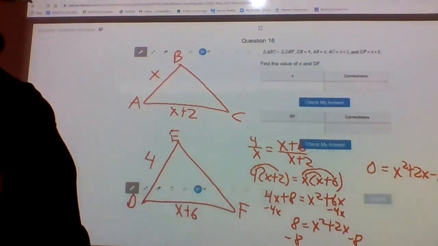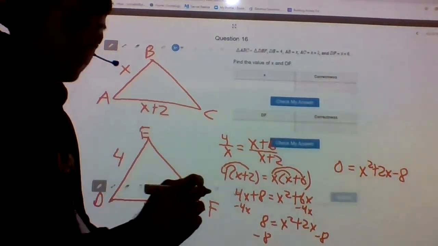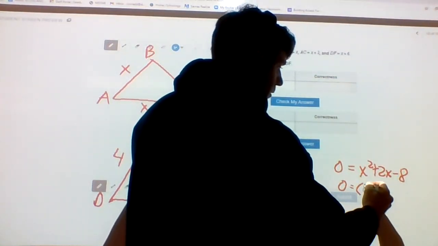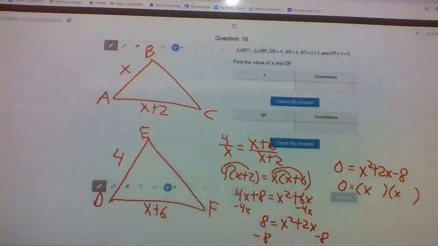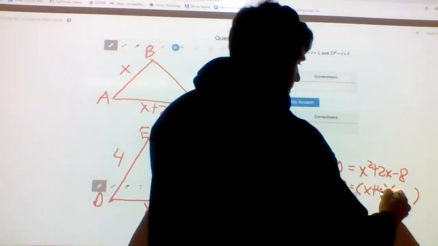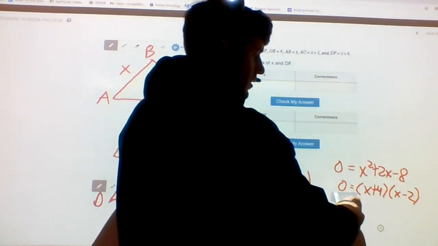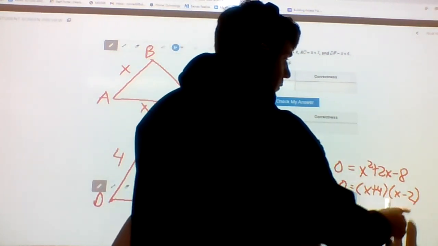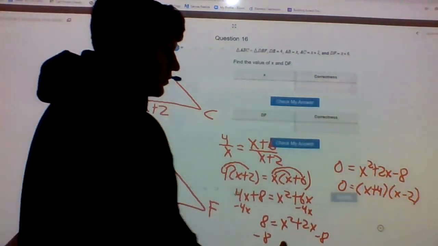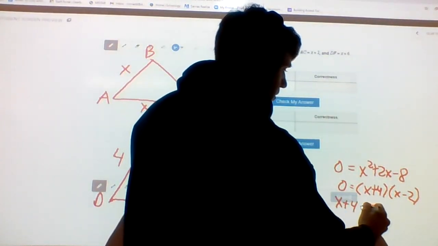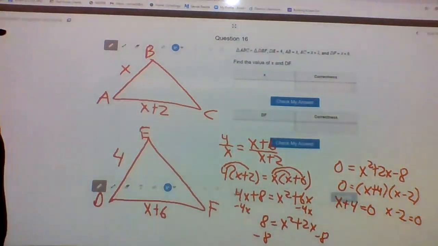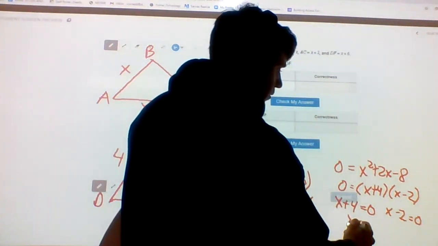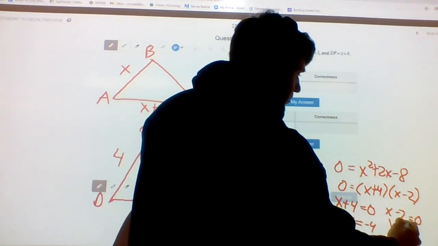So now we need to factor. So we get 0 equals x... We need something that's going to multiply to negative 8 and add to 2. So how about positive 4 and negative 2? That'll give us x squared plus 4x minus 2x is plus 2x, and then minus 8. Then we can say x plus 4 equals 0, and x minus 2 equals 0. Subtract 4 from both sides, we get x equals negative 4. Add 2 to both sides, we get x equals 2.